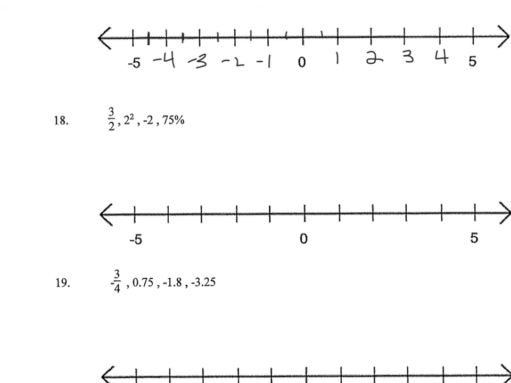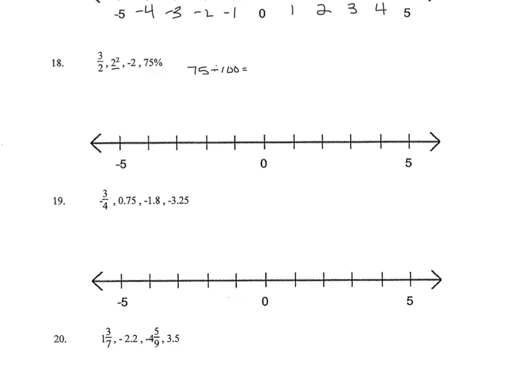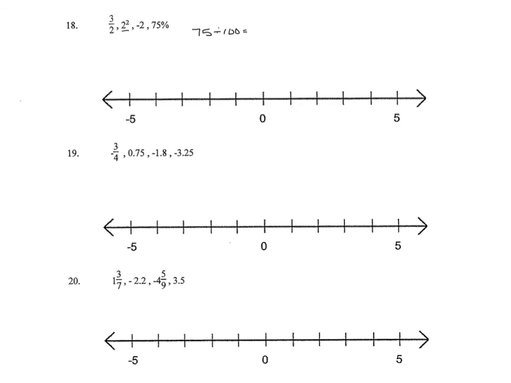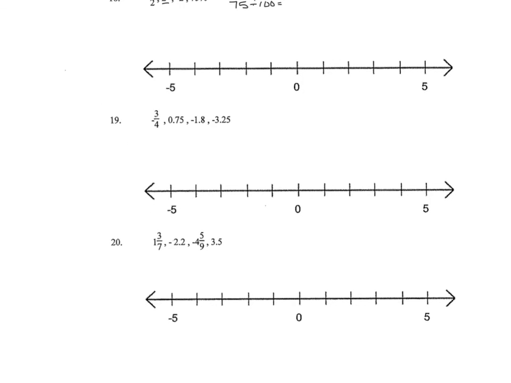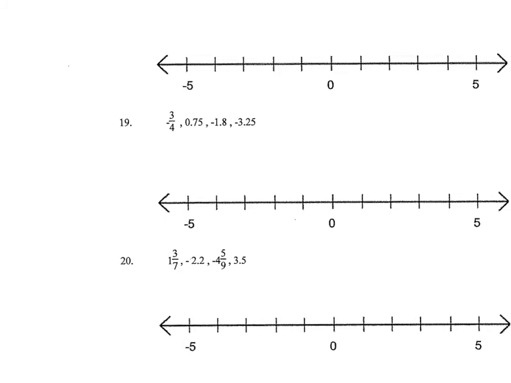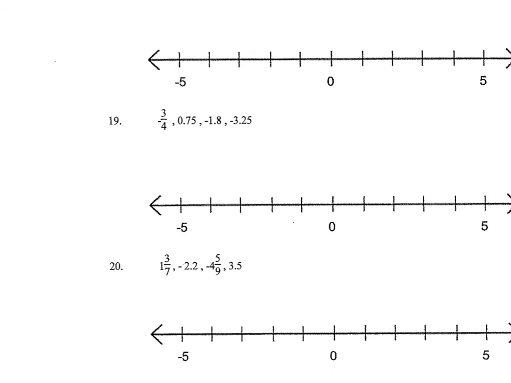If you have a percentage, just take that number and divide it by 100 to get a decimal. You have 2 squared, 3 divided by 2. And yep, same thing here. Just take the decimal of whatever that is. 3 divided by 7, 5 divided by 9, and then just attach it to the whole number. So it'll be 1 point something and negative 4 point something.